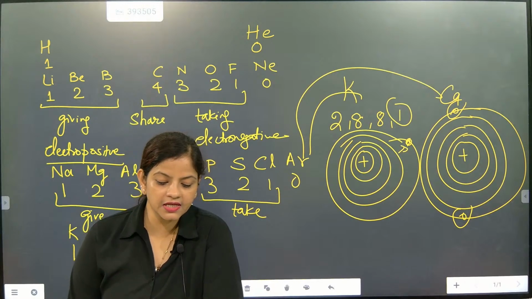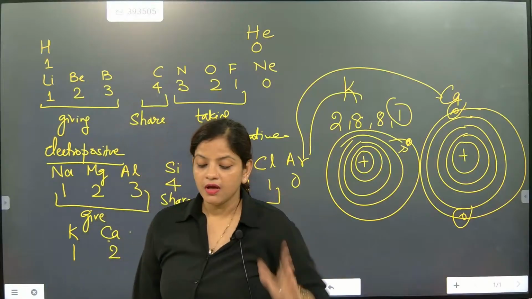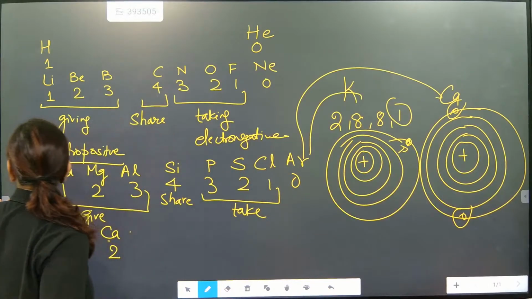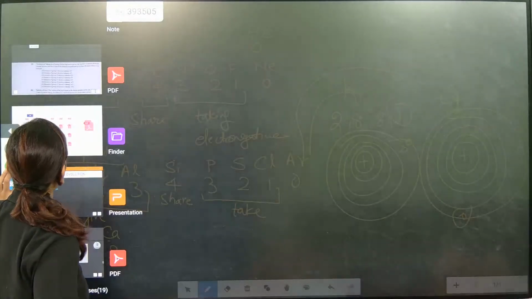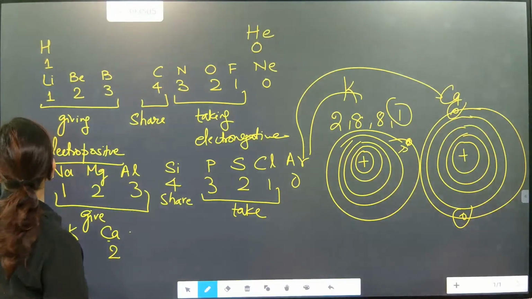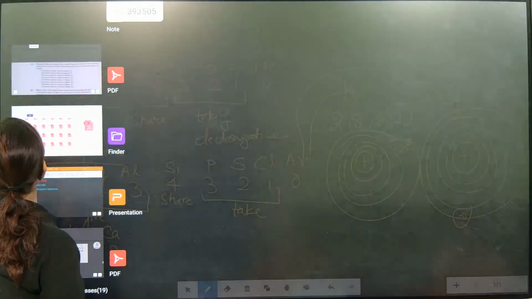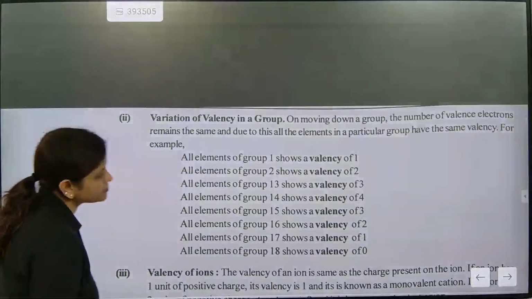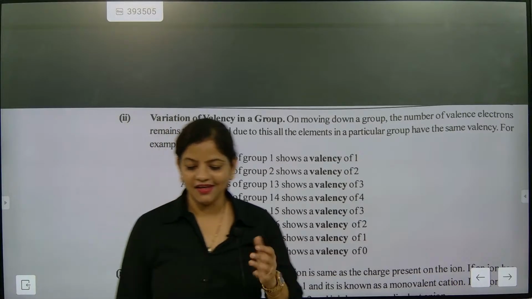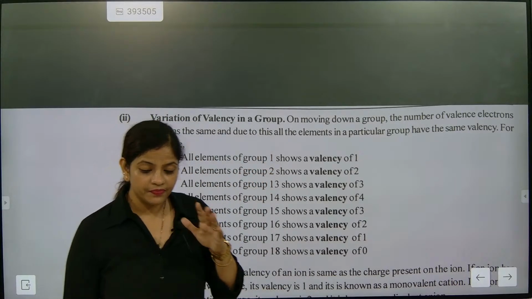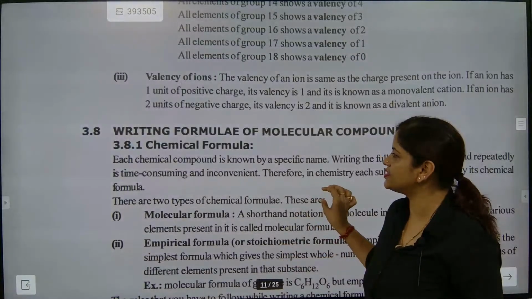Was it easy or difficult? So that is the story of valency. The story of valency looks difficult, but it is easy. You need to understand in your own way. See, in books they have written in their own way. We have understood in our own way. So there is always a way to present everything.